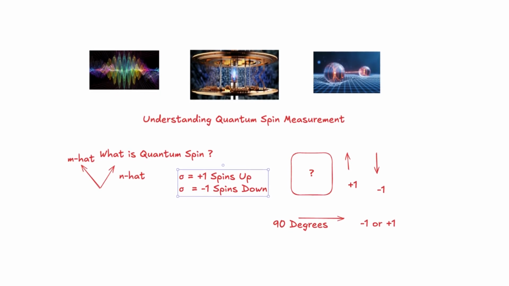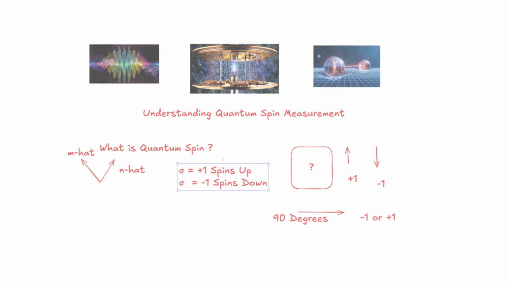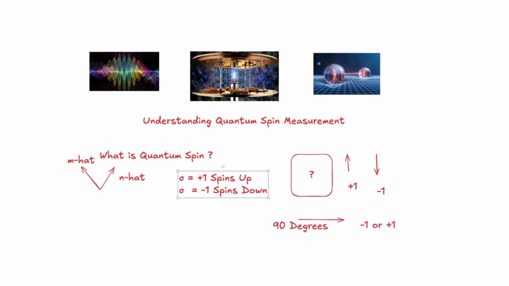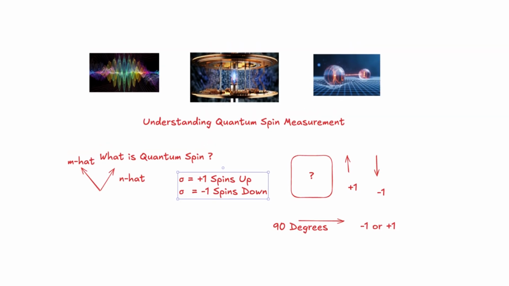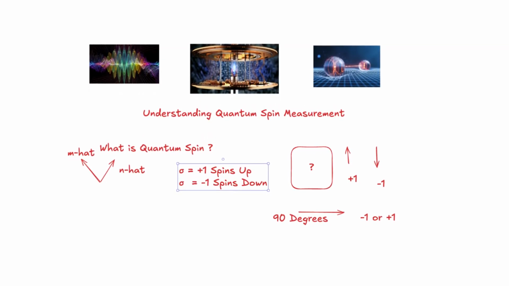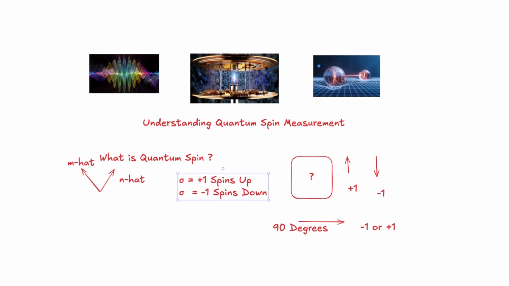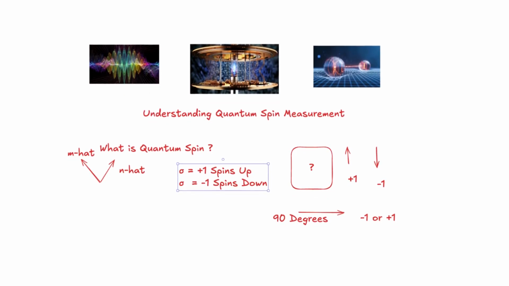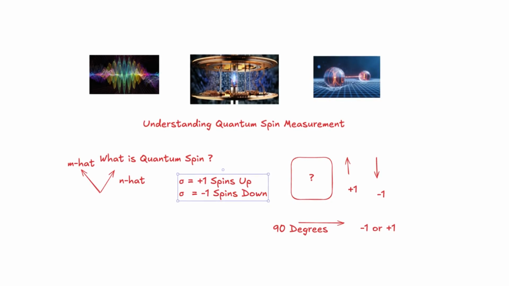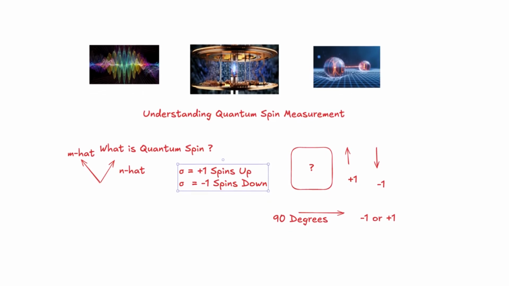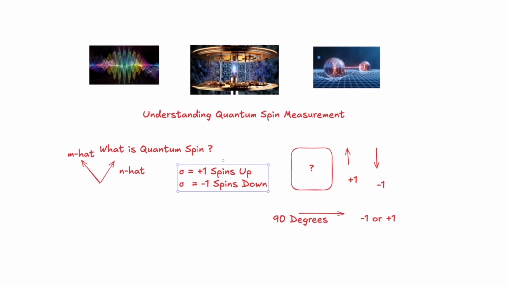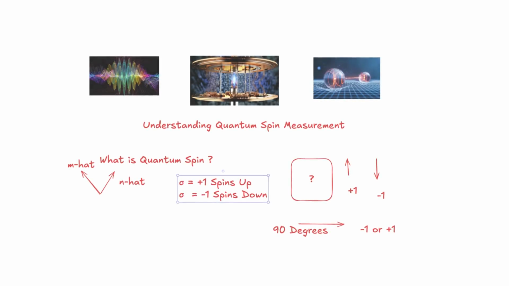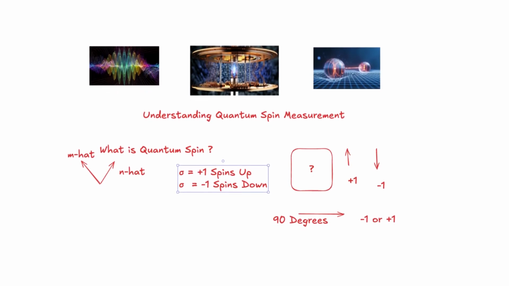Key insights. This experiment reveals several crucial aspects of quantum mechanics. Discrete outcomes. Unlike classical measurements that can give any value, quantum measurements of spin only give plus or minus. Measurement affects the system. The act of measurement prepares the system in a definite state. Statistical behavior. Individual quantum measurements can be random, but averages follow predictable patterns. Non-classical correlations. The relationship between measurement directions follows quantum rules, the cosine law, rather than classical vector addition.